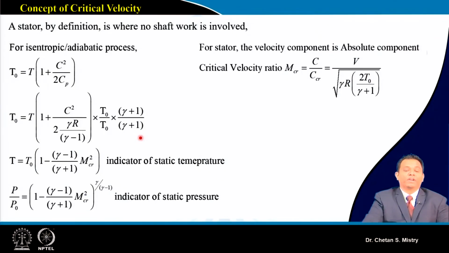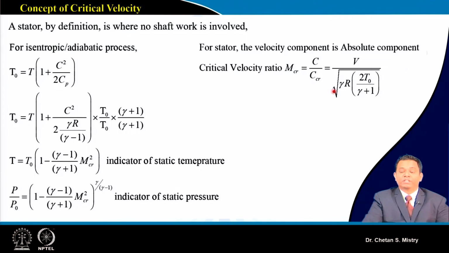Now, here if we consider our stator, and we want to calculate that part, we can say for my stator the process is assumed to be adiabatic. Writing the total temperature based on our total enthalpy definition, H0 equals H plus C1 square by 2. We can write this in terms of T0: T0 equals T into bracket 1 plus C square by 2 Cp. Now this Cp I can replace by gamma R over gamma minus 1, and let me multiply and divide by T0 and gamma plus 1.